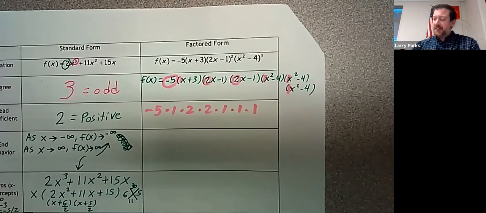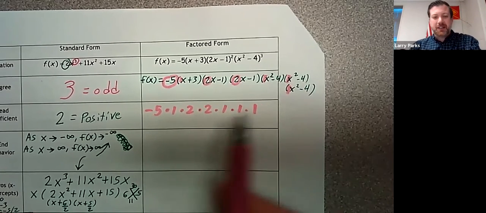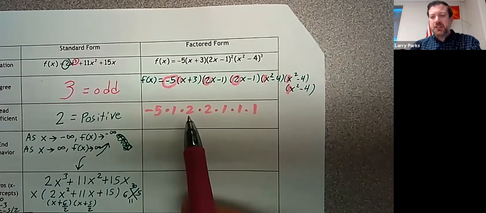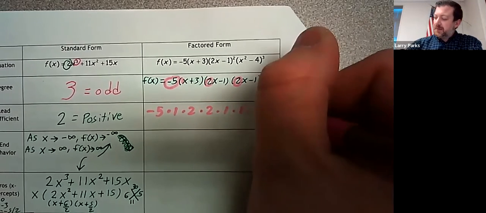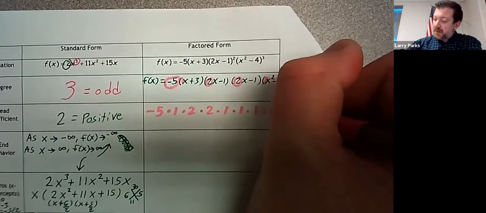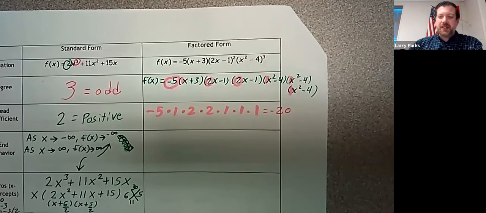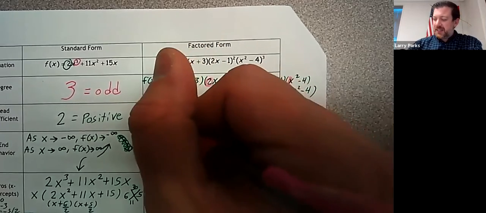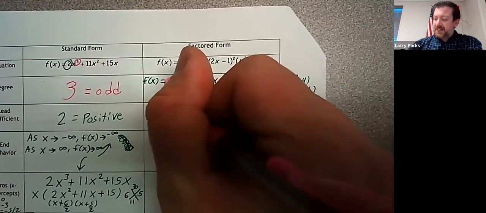Let's see, that'd be, I don't really need to multiply by 1, so I'll ignore those. -5 times 2 is -10. -10 times 2 is -20. So the leading coefficient is -20. And really, I just need to know that that is negative.